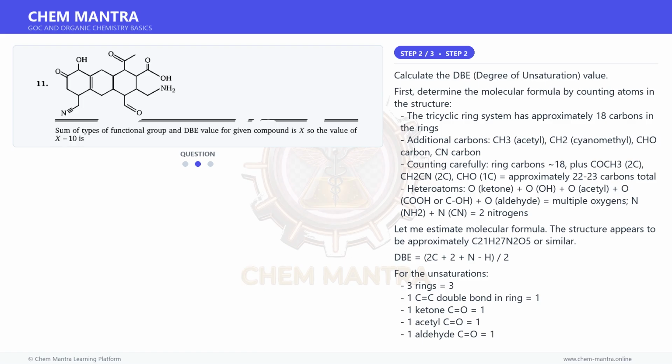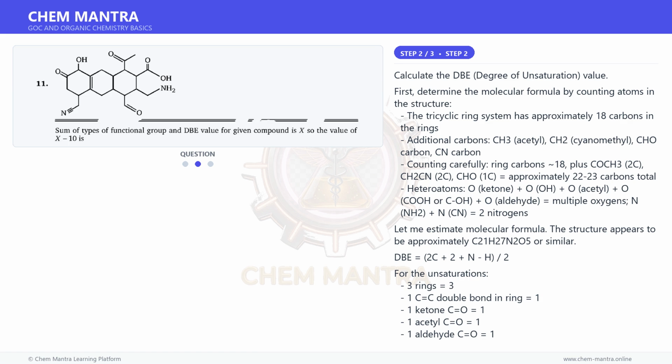Heteroatoms: O from ketone, plus O from OH, plus O from acetyl, plus O from COOH, plus O from aldehyde, equals multiple oxygens. N: NH2 plus N from CN equals 2 nitrogens. Let me estimate the molecular formula. The structure appears to be approximately C22H27N2O5 or similar.